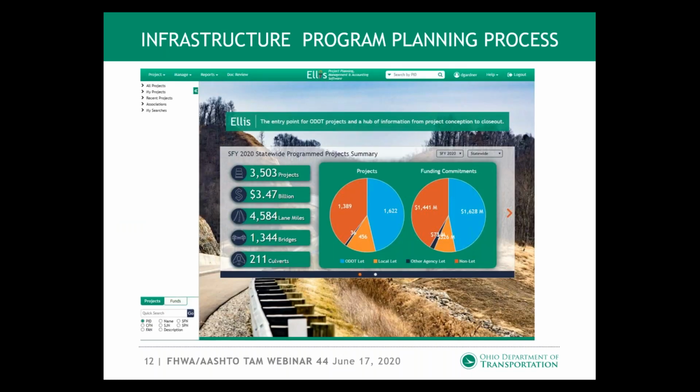So again, all those projects are then entered into our coordinating system, which is Ellis, and this is an example screenshot of where they're entered. Again, the data is then utilized as the foundation for creating that STIP.